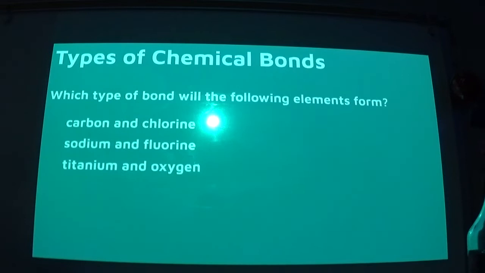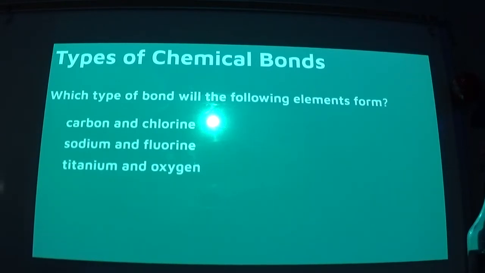Okay, so let's say I have some elements and I want to know what type of bonds they'll form. What type of bond would carbon and chlorine form if they bonded together? Ionic? Covalent? How do we figure it out? Some of you saw the answer, I accidentally clicked it, but how would you know that that's the answer? Because one has more electrons than the other? I don't care about how many electrons, I care about electronegativity. So we need to look it up.